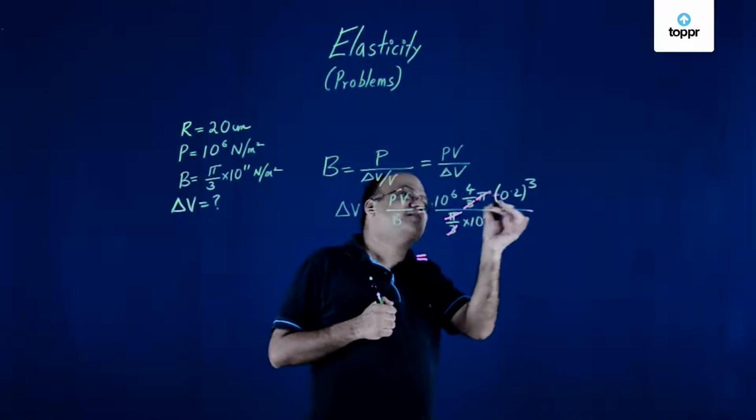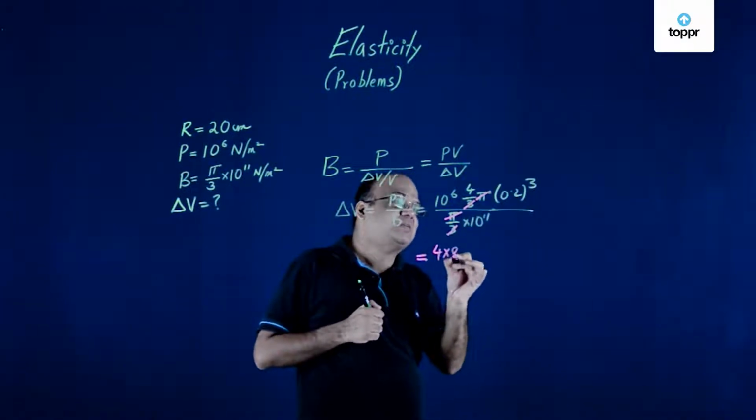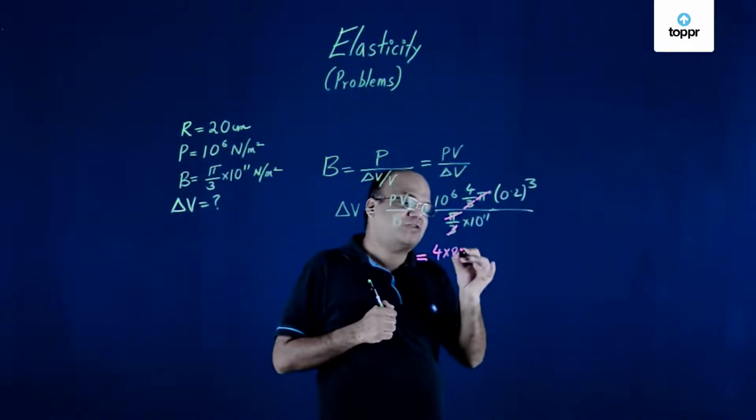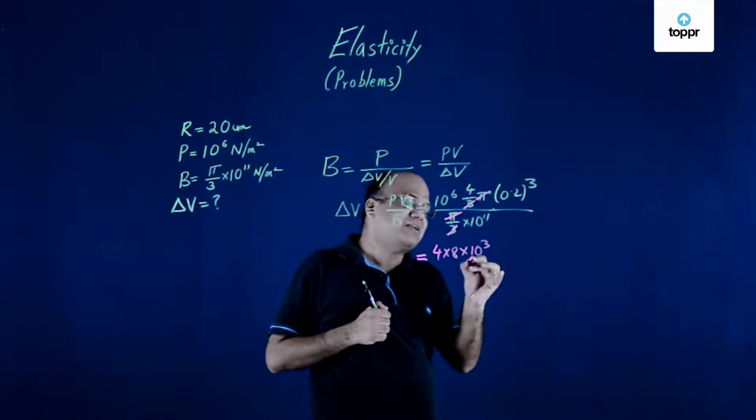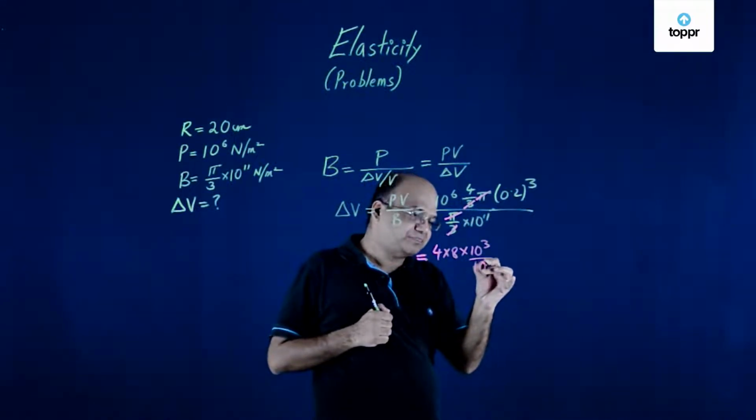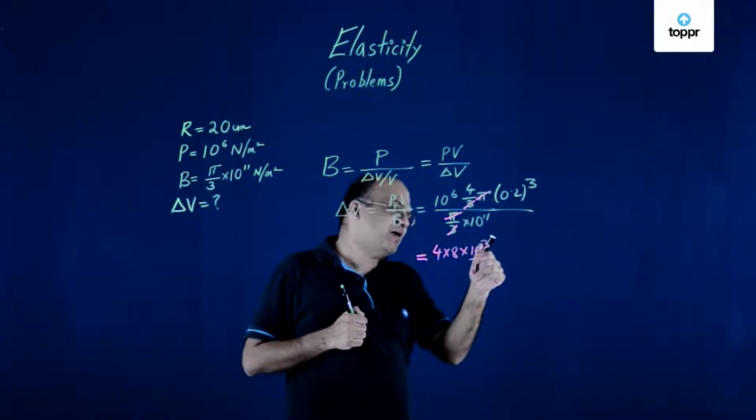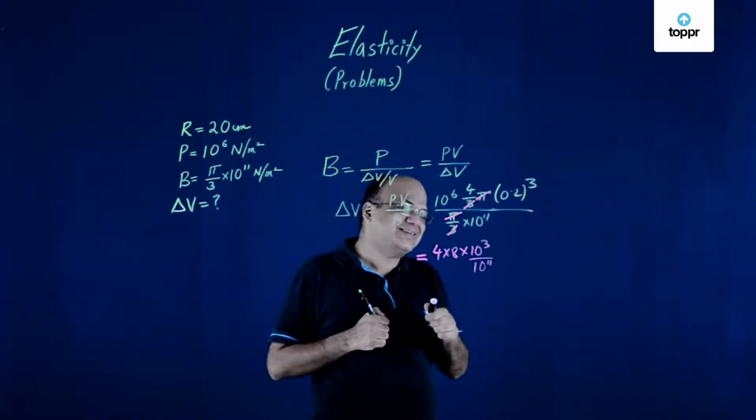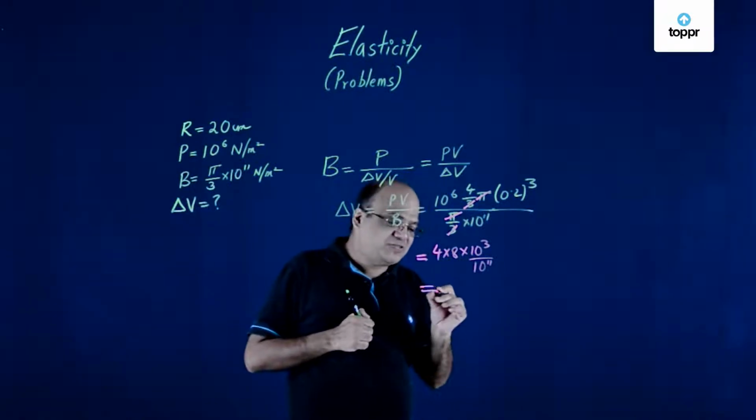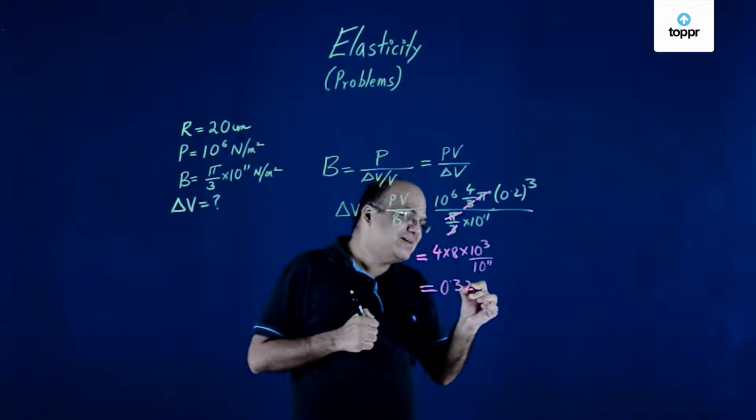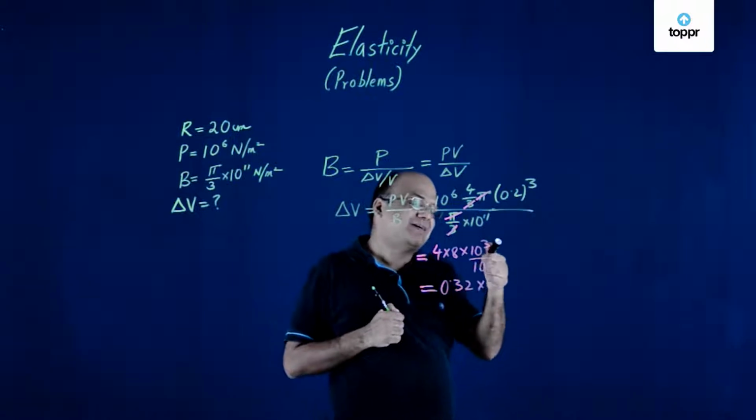10 to the power 4 into 8 into 10 to the power minus 3, so 10 to the power 3, divided by 10 to the power 11. So this will become 32 into 10 to the power 8, right? So we get 0.32 into 10 to the power minus 8.